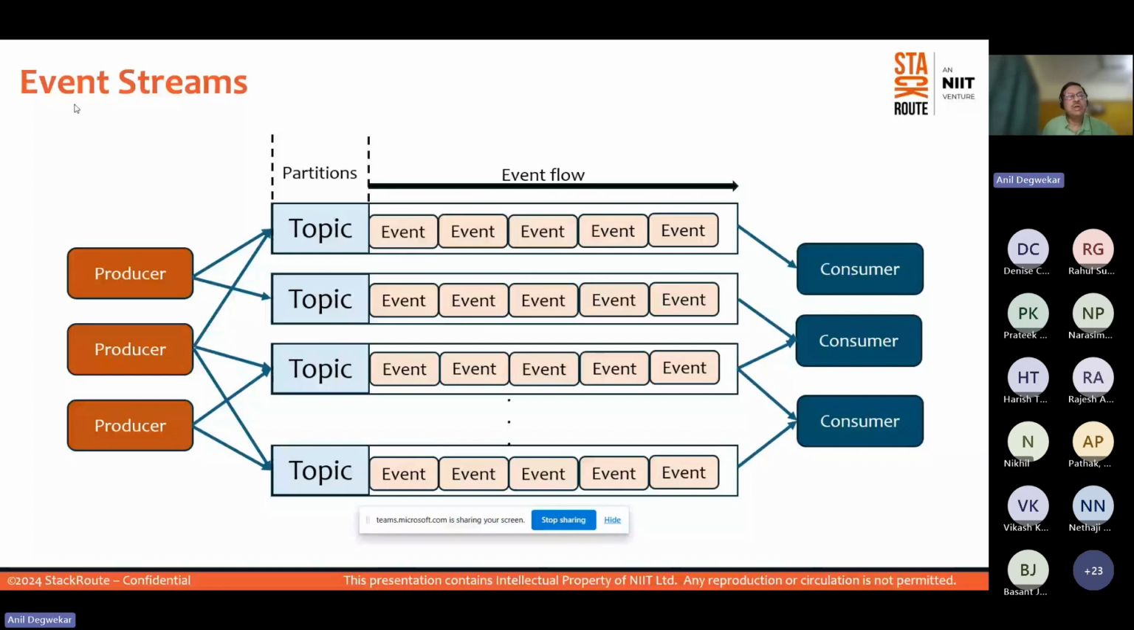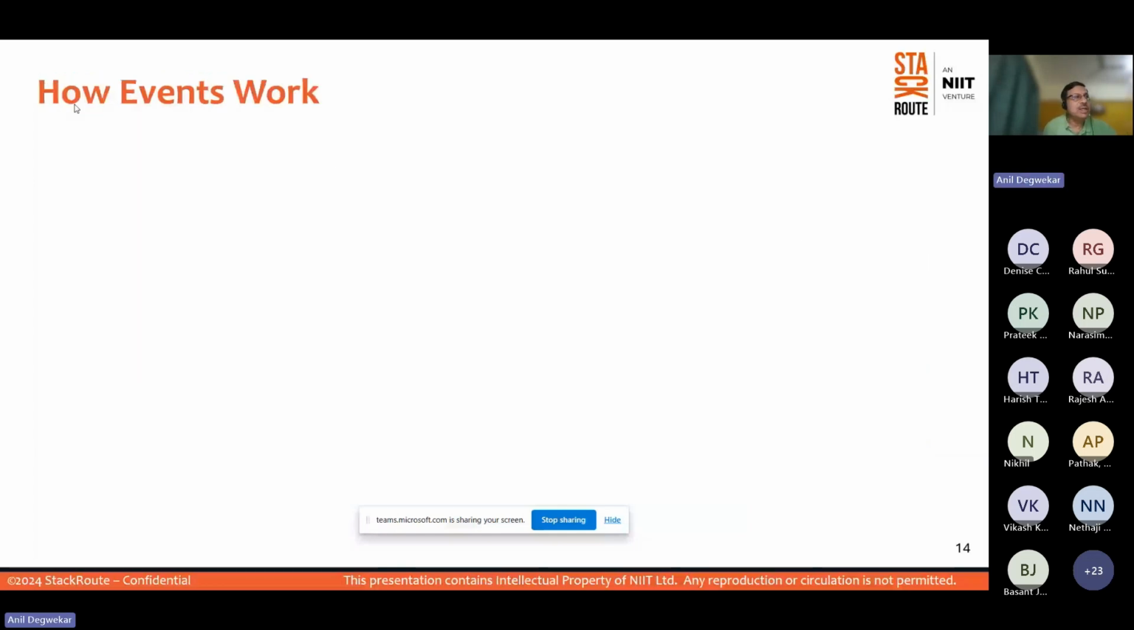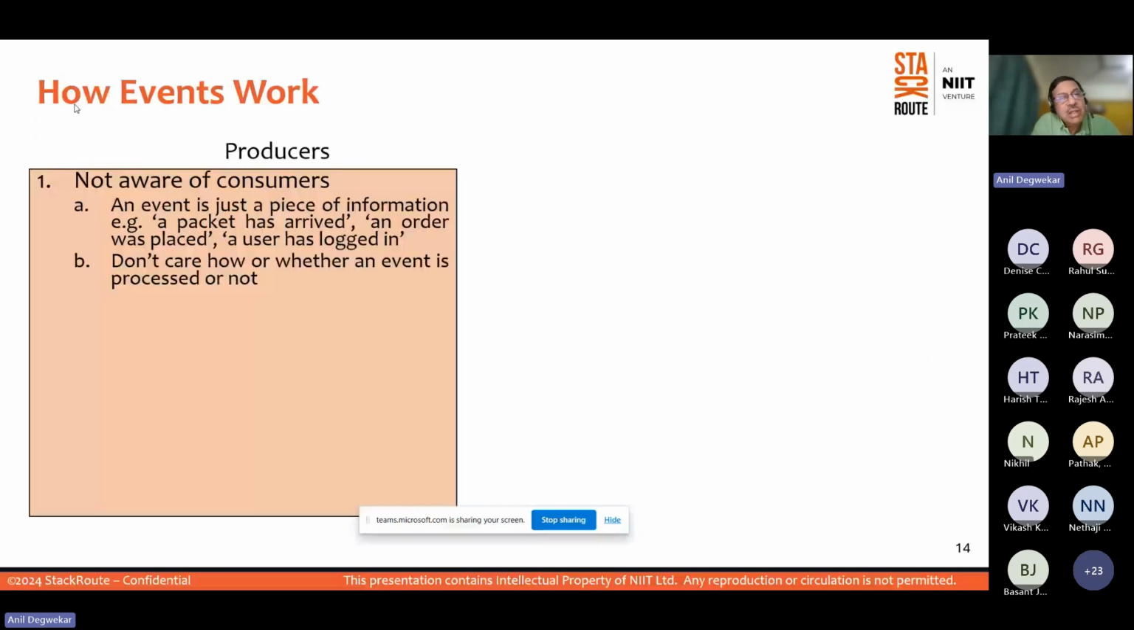So how do events work? Let's get into a little bit more detail. As far as producers are concerned, producers are not aware of consumers. So they just create an event. An event for them is just a piece of information. For example, a packet has arrived, or an order was placed, or a user has logged in. They are just reporting it to the world that so and so event has happened. They really don't care how or whether an event is processed or not processed. They just keep doing their job, right?